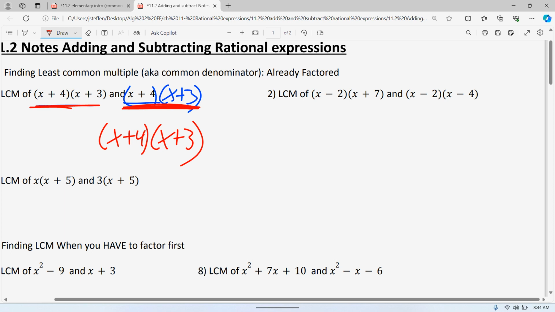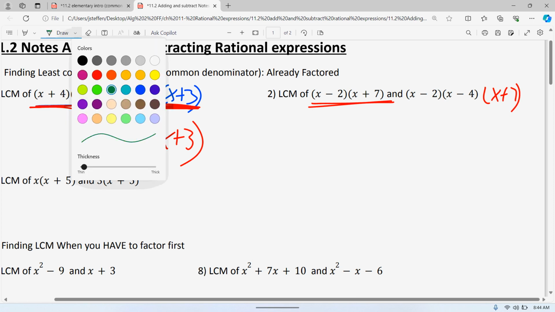So moving on to number 2, again, same thing. What does this group have that the other one doesn't? Well, they both have an x minus 2. That's nice. But the one on the left has an x plus 7. So this one also needs an x plus 7. Same thing with the other one. We need them to match.